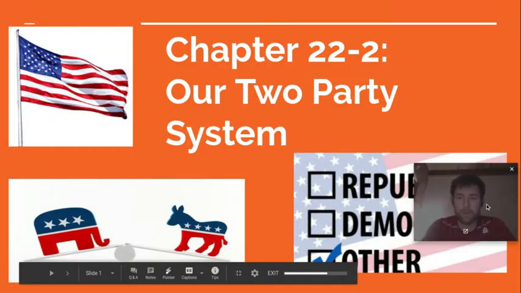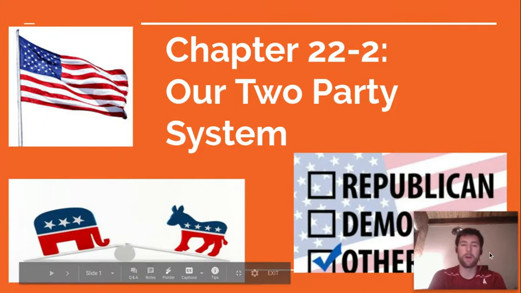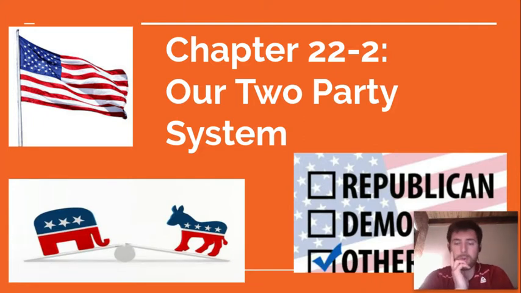So today we are going to be moving on to the second part of chapter 22, which focuses primarily on our two-party system. So we're going to be talking mainly about Democrats and Republicans, and a little bit behind how those parties started in the first place.